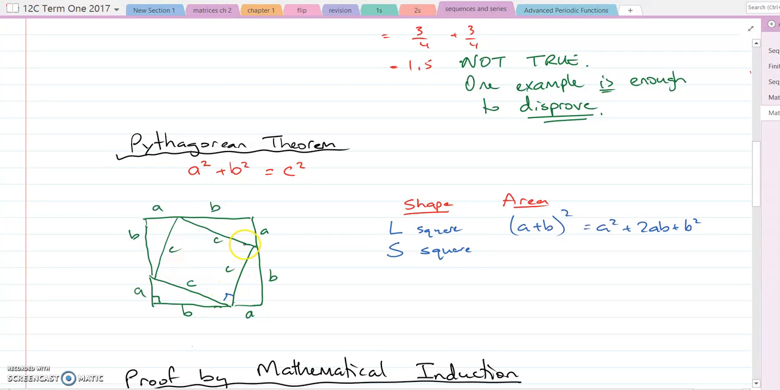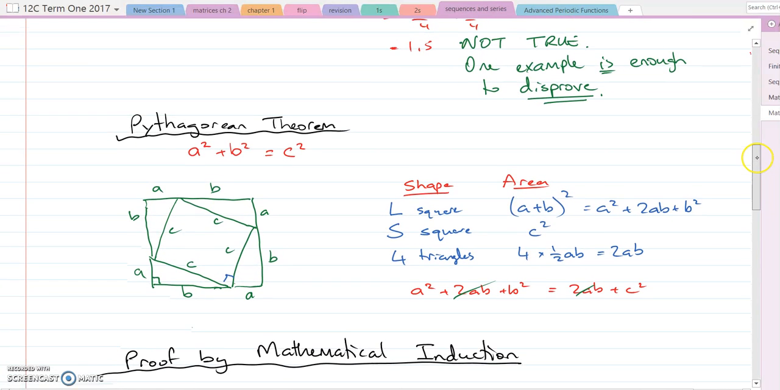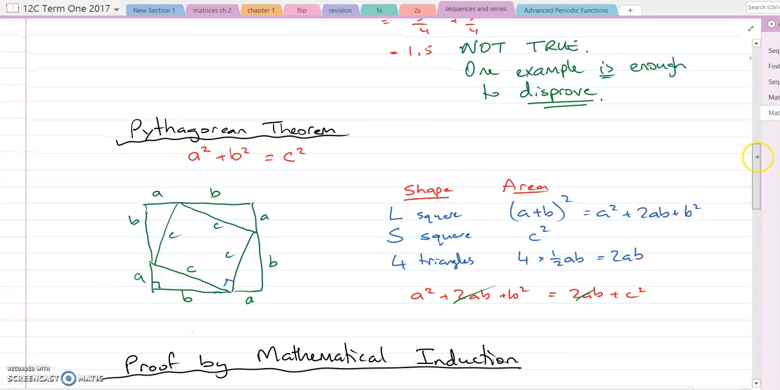I've got a small square, and these angles are all going to be 90 degrees, so this is a square, and its area is just C squared. And I've got 4 triangles, and each triangle is half base times height. Of course the 4 triangles plus the small square have to equal the large square. So A squared plus 2AB plus B squared has to equal 2AB plus C squared. Cancel the 2AB, and there's your Pythagoras. Proved. That's the sort of geometric way to prove something.